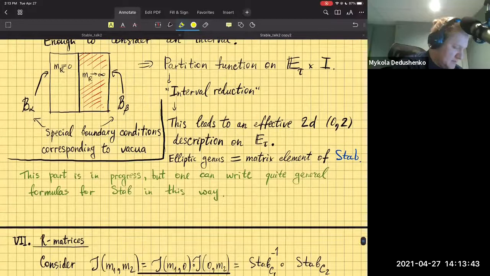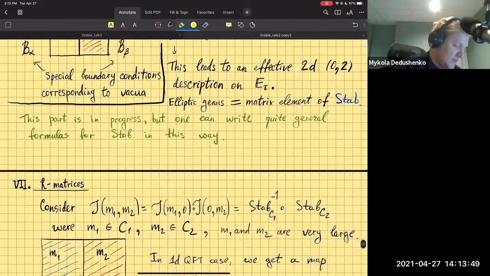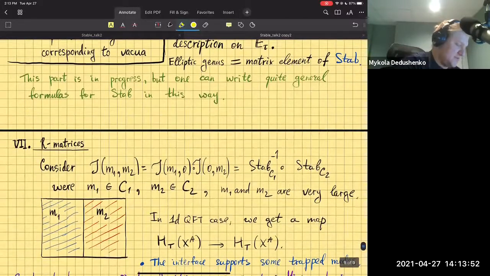And last, let me very briefly mention the R matrices, because now we can consider the situation where we change the mass from some large value M1 inside the chamber C1 to some M2 inside the chamber C2, with the corresponding interface that changes these masses. Because we have this property that nothing depends on the mass profile, we can just split it as a two-step procedure where we interpolate between M2 and 0, and then between 0 and M1.